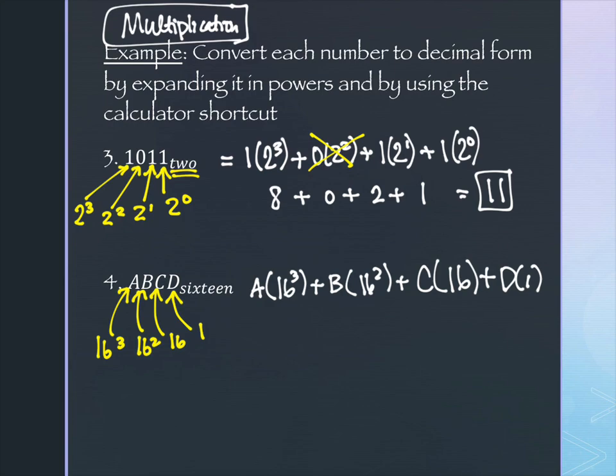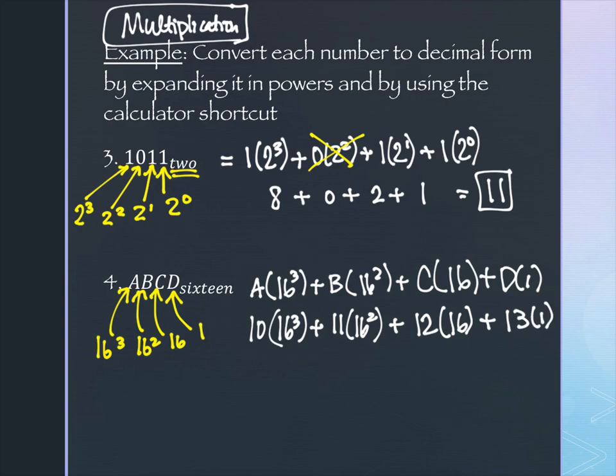But in order to work with this, we need to know what A, B, C, and D are, the way that we would think about it in base 10. So what is the number A in our base system, the way we think of it? It's 10. So this is 10 times 16 cubed. What is B? It's 11 times 16 squared. What is C? 12 times 16, or 16 to the 1, and D? 13 times 1.